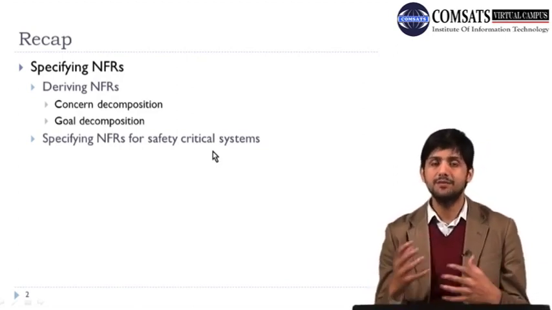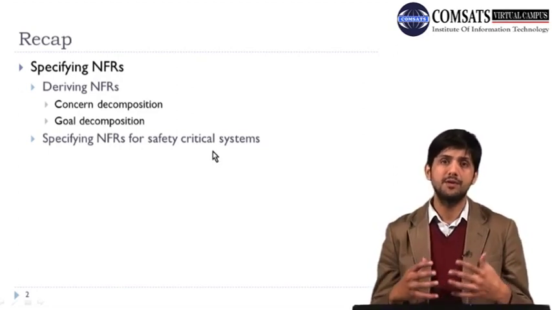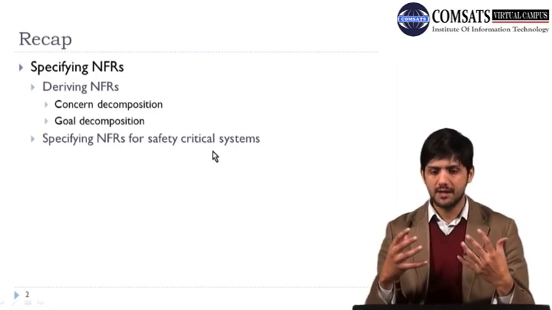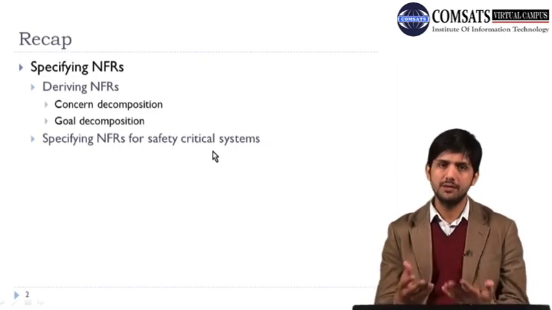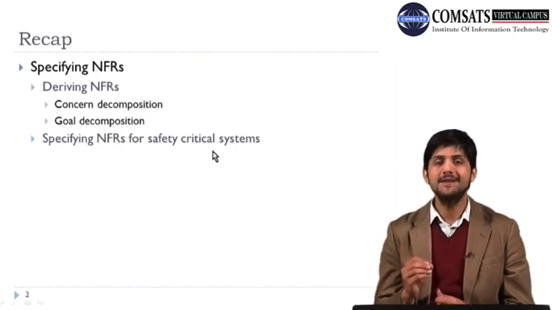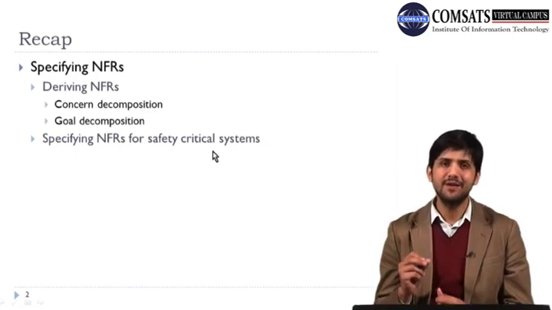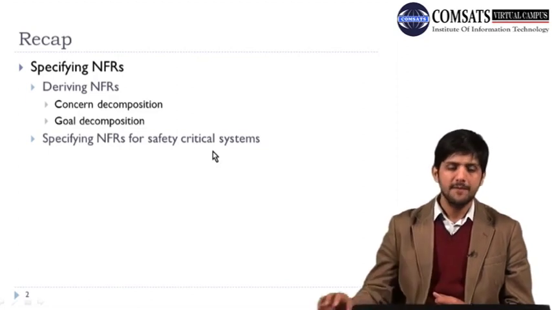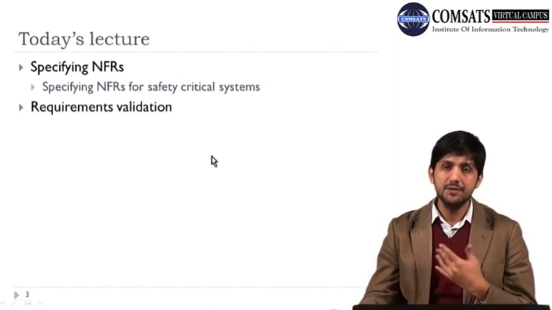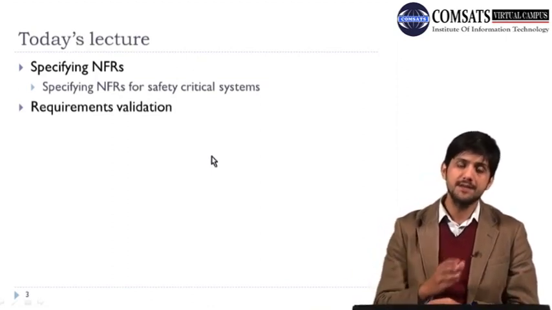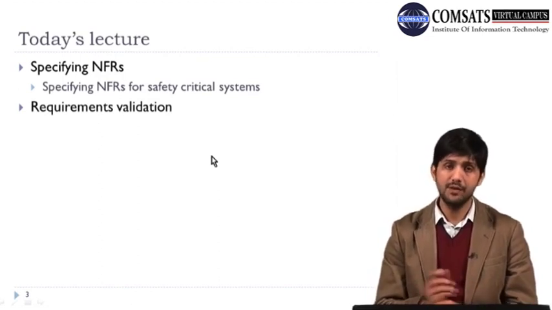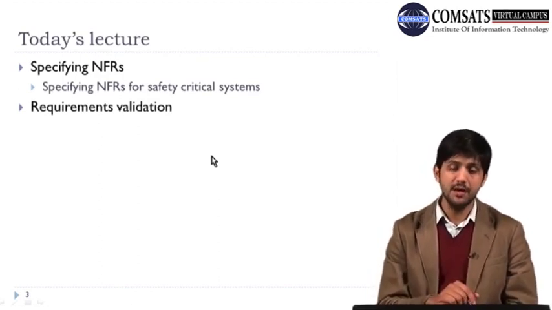We have seen examples of requirements which are not testable. For example, completeness or correctness: we cannot actually ensure, or it takes human judgment to ensure, that your system actually meets that particular requirement or not. So for safety critical systems, it is very important to specify non-functional requirements in a correct fashion, and this is where we will start today's lecture again. In our lecture today, we are going to start discussing how we specify these non-functional requirements for safety critical systems. We'll continue where we left off in our previous lecture.